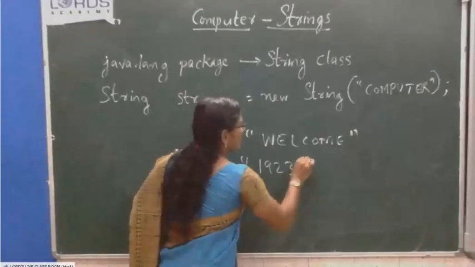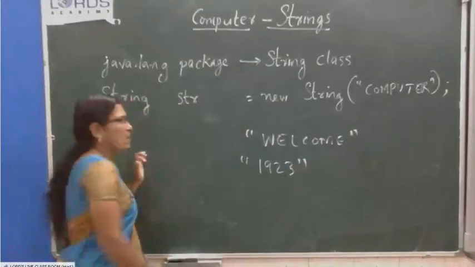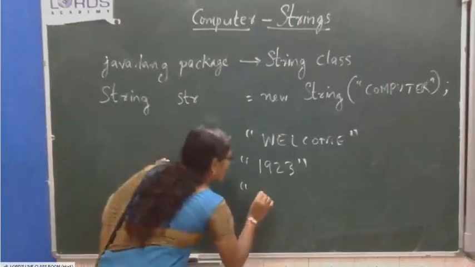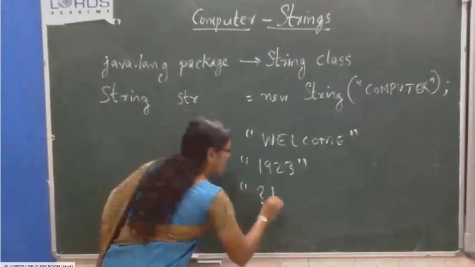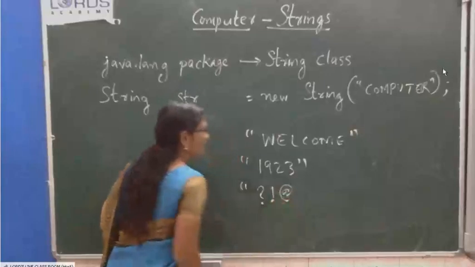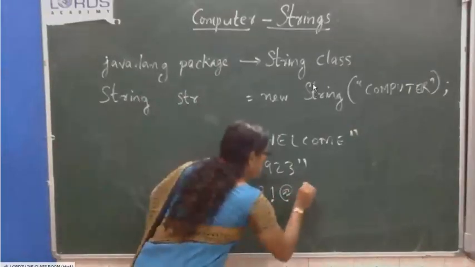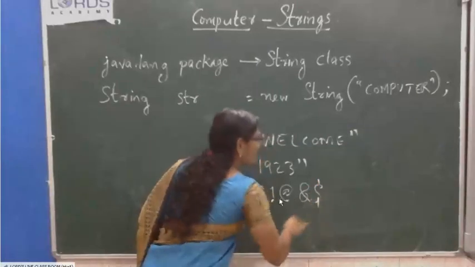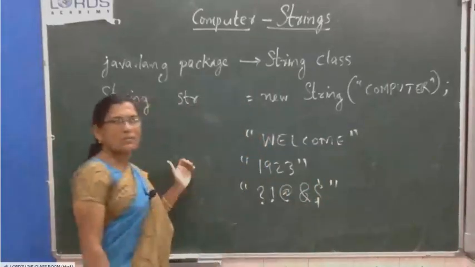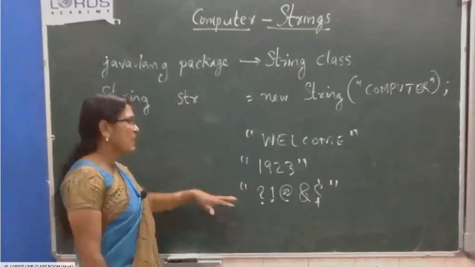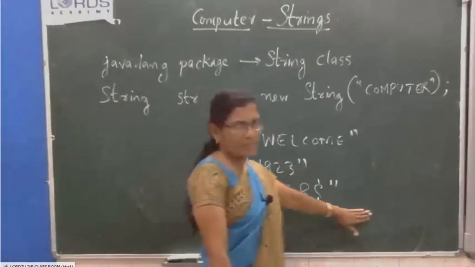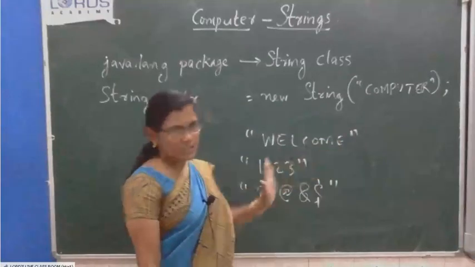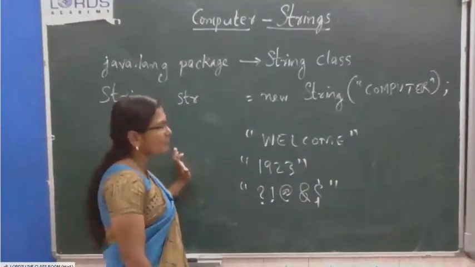1923 is a string. And if you give some special characters in double quotes, question mark, exclamation mark, at the rate sign, ampersand, dollar sign, you are giving something in double quotes. This is also a string. Okay. Sequence of characters which are enclosed in double quotes is known as a string.